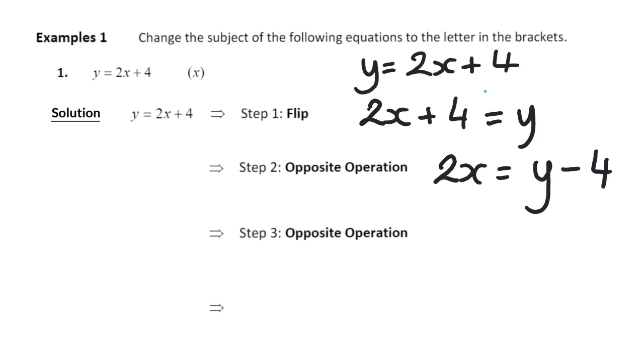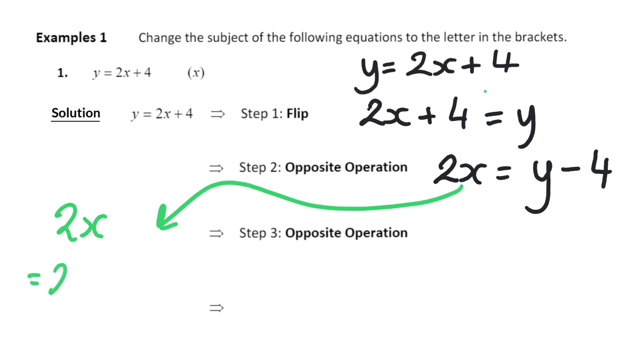2x is the same as 2 times x, and so the opposite operation is going to be divide. So if we have 2x on the left-hand side, 2 times x, it's going to be divide on the right-hand side. Now this is where it becomes somewhat more difficult. We have y minus 4, and we need to divide by 2. We can't just divide the y on its own. We can't just divide the 4 on its own. We need to divide the whole thing by 2.